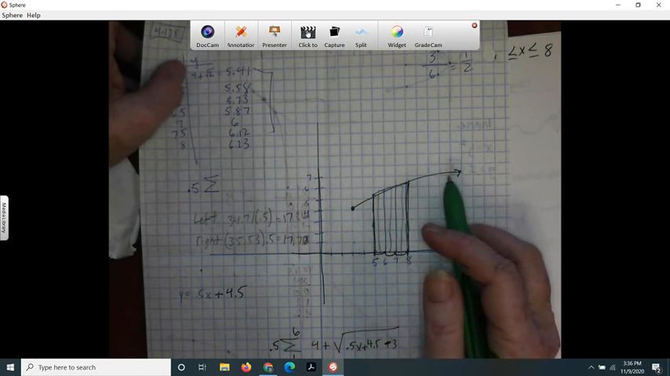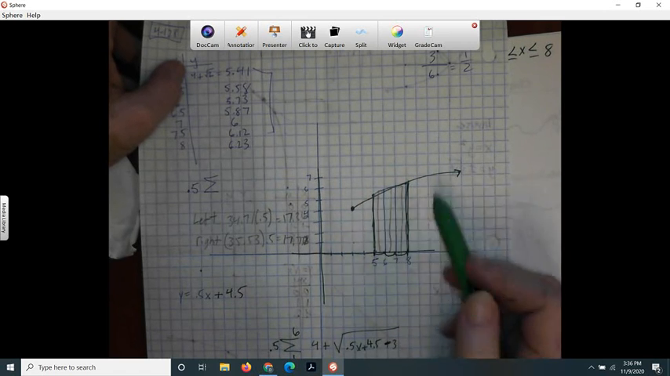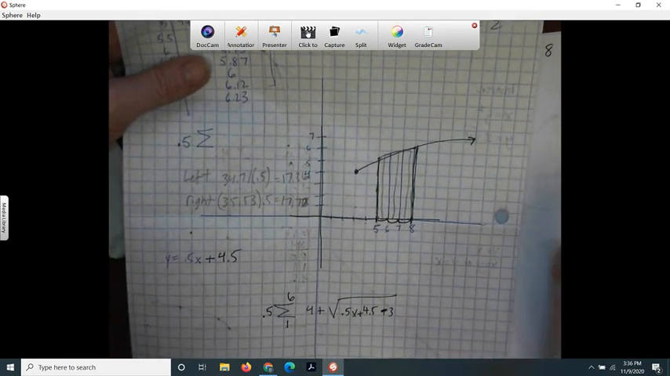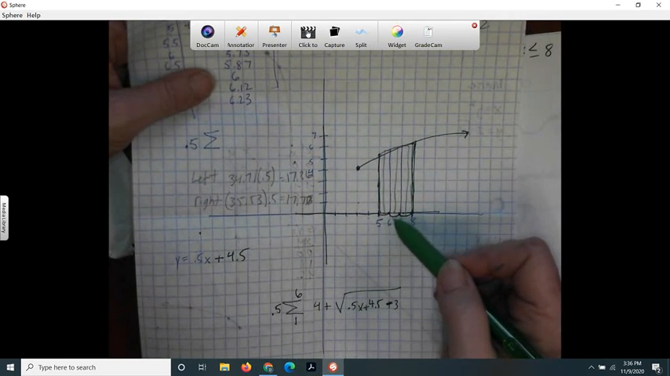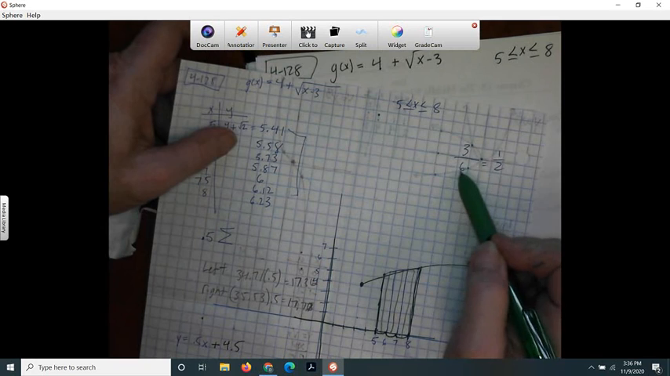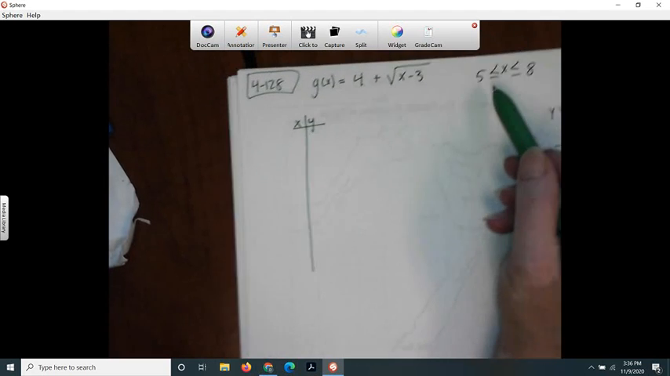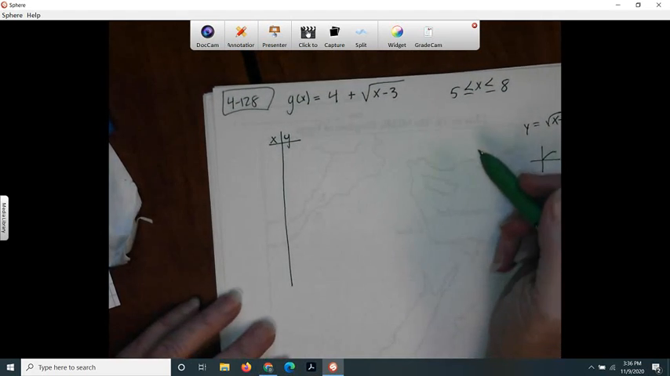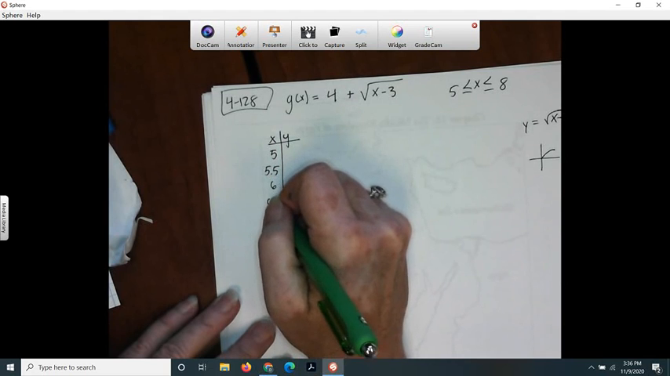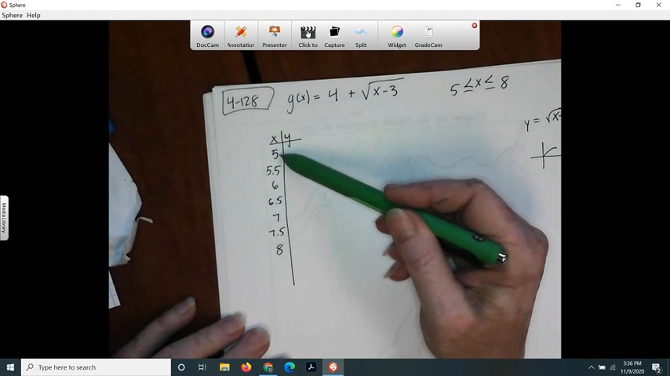But when I started trying to draw them, I saw it wasn't going to be a useful drawing, because I'm still going to have to do the calculations. So I just made this little sketch. My intervals are going to have length 0.5, because I have 3 divided by 6 intervals, so they're going to be a half. I have to start at 5 and keep going up to 8: 5, 5 and a half, 6, 6 and a half, 7, 7 and a half, 8.